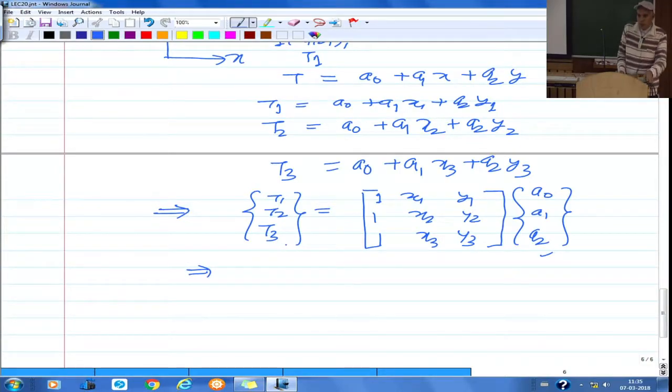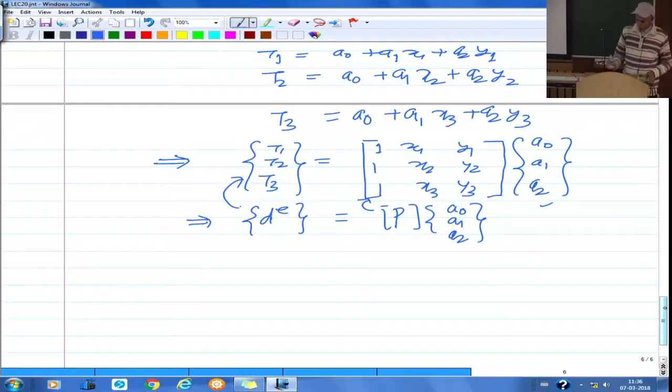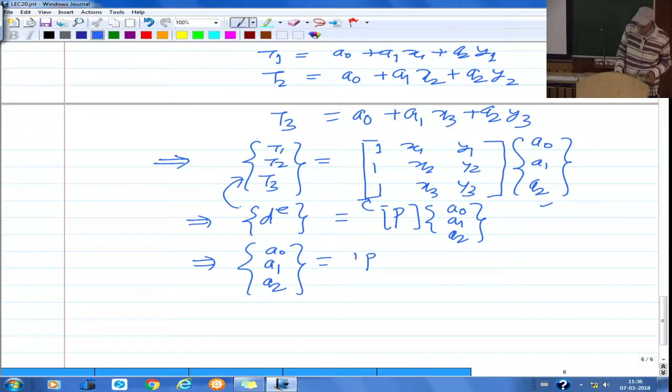And let us say that we use some notation. This is nothing but the vector of elemental degrees of freedom. So we say that this is our D, and let me say that this is a P matrix, and this is of course the same set of constants, so let me retain A0, A1 and A2. We can write it like this, where P is defined by this and D is defined by this. Now because I want A0, A1, A2, I can write A0, A1, A2 is equal to P inverse into D. I can do that, right? Of course, you will have to evaluate this P inverse, that is the inverse of this 3 by 3 matrix.